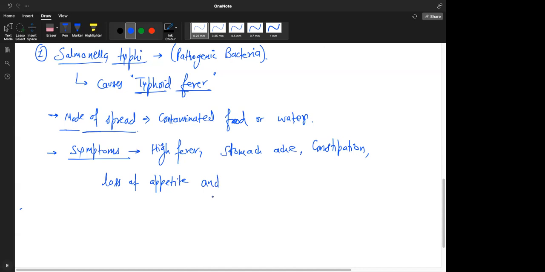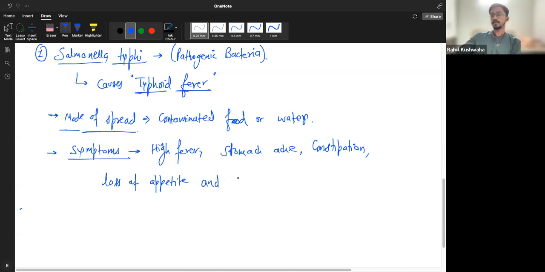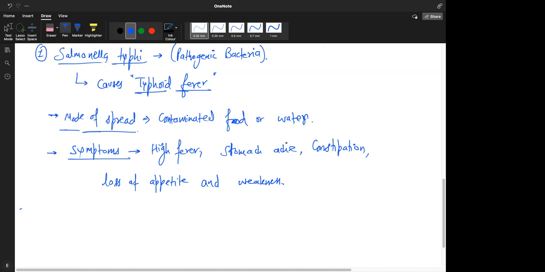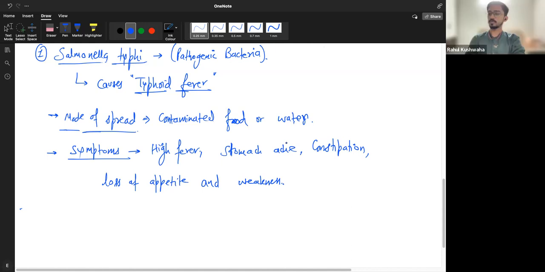Loss of appetite and weakness. Makes sense, right? If you have high fever and stomach ache, probably you will not have proper bowel movement, so you will be constipated. Then you will not feel like eating, so there will be loss of appetite. And if you are not eating, you will be feeling weakness as well, right? Yes, sir.